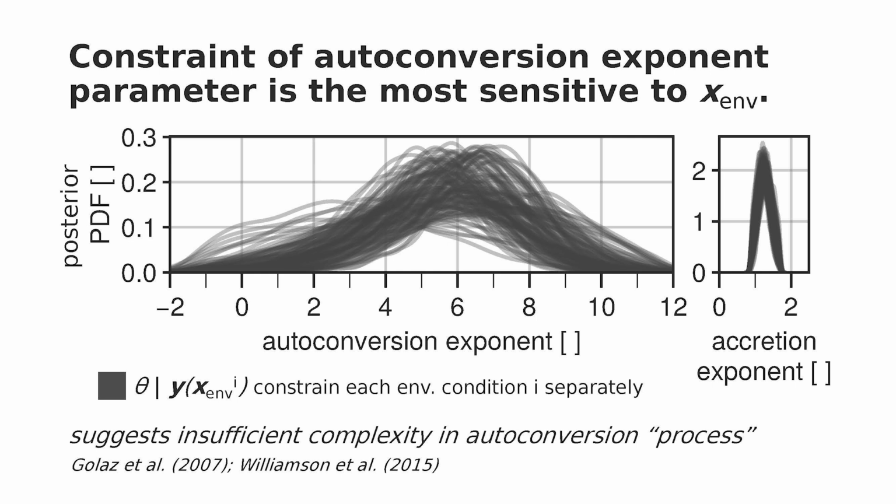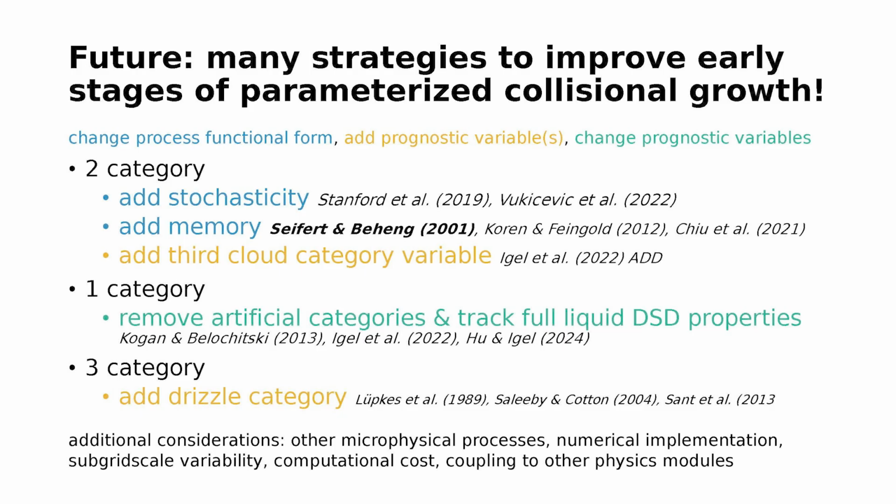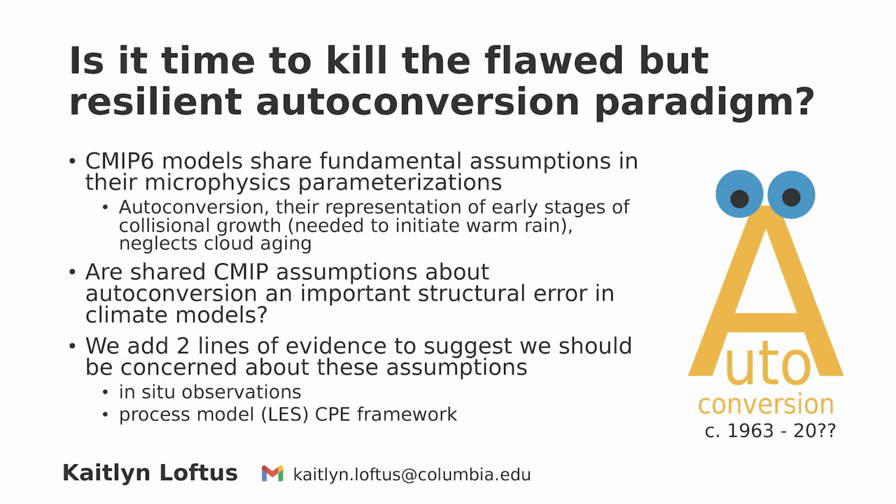I'll just skip this in the interest of time, but basically autoconversion repeatedly emerges as a source of structural error in these experiments where we can constrain parametric error. Looking towards the future, there are many strategies out there to improve the early stages of parametrized collisional growth, and many people in this room are working on them. And I think something that is really important to include is this aging process. And so with that, I'll leave my summary slide up and ask everyone to contemplate if it's time to kill the flawed but resilient autoconversion paradigm.